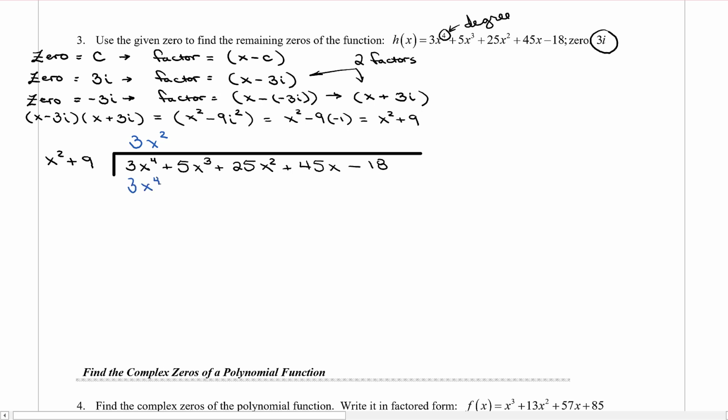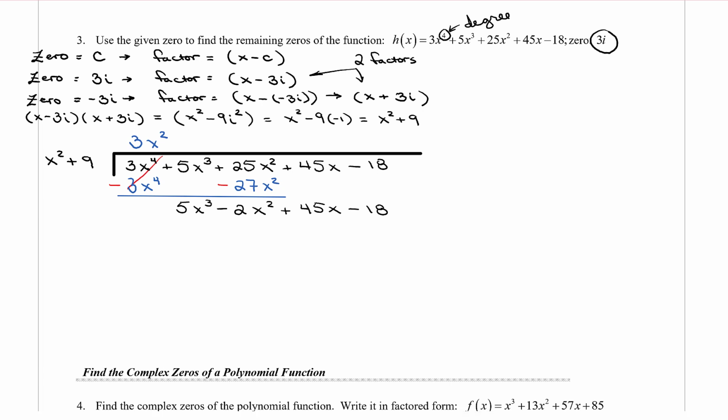We need to figure out what we need to multiply the x squared by to turn it into 3x to the 4th. I need to multiply by 3x squared. So 3x squared times x squared gives me 3x to the 4th. 3x squared times 9 gives me 27x squared. Now I subtract. My 3x to the 4ths cancel out, and I bring everything else down, and I repeat the process. That's the process of long division.